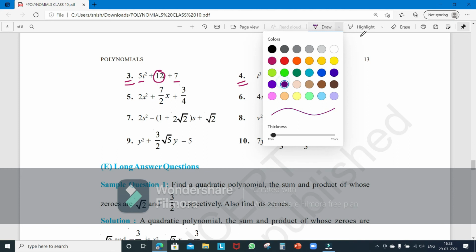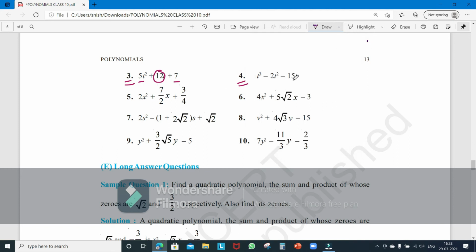Just some random color. Right. t cubed minus 2t squared minus 15t equals 0. Take t common. In these kind of questions, there's no constant term, right? The easy method of solving is to take t common, and you'll get t squared minus 2t minus 15 equals 0.